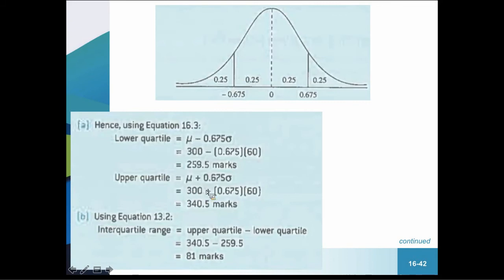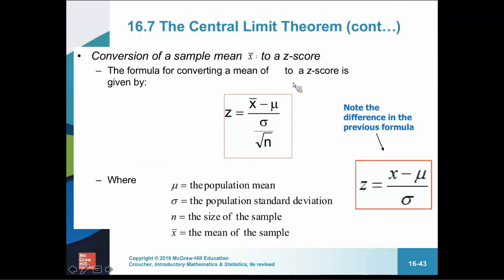Well, what is the interquartile range? The difference between the upper quartile and lower quartile, the middle 50% if you like, is somewhere between 340 and 259 marks. So there's 81 marks is the range of the middle 50% of students.